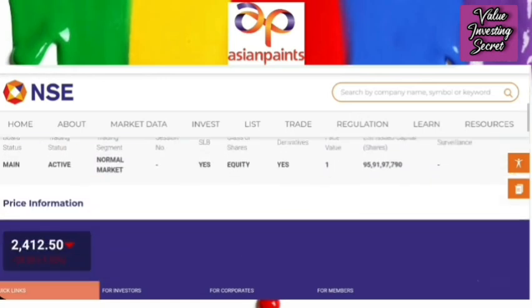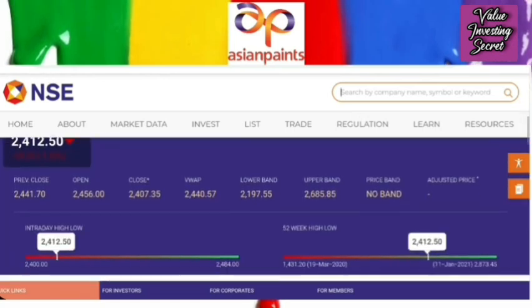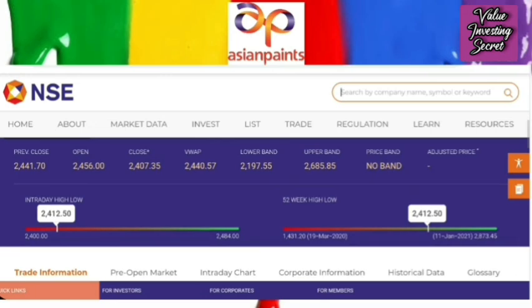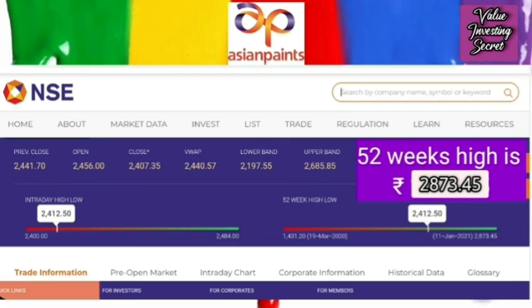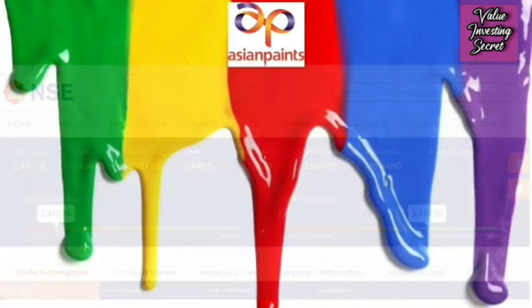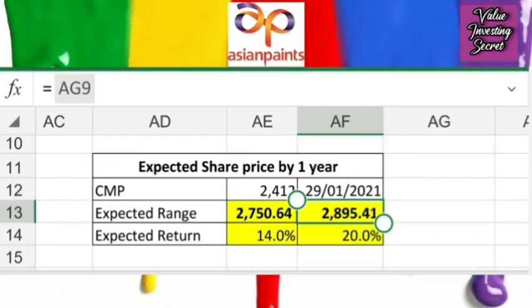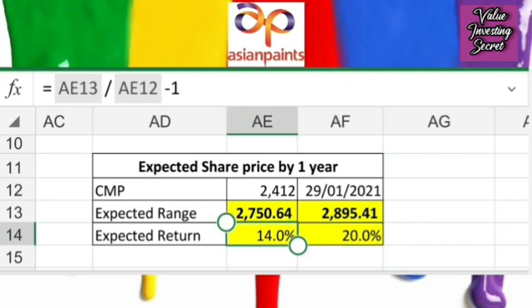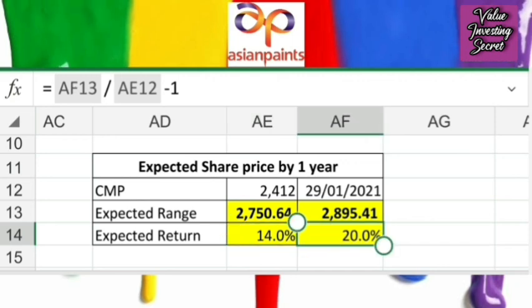Let us see the 52 weeks high value on the NSE website. See here, the 52 weeks high value is 2,873.45 rupees. This value was touched on January 11, 2021. So our calculation is also 2,895.41, so it is a little bit higher than the actual 52 weeks high. Now the share price has corrected dramatically, and this is the right time to invest.